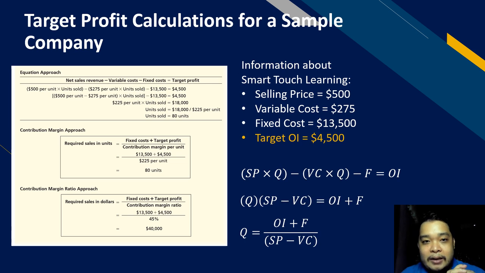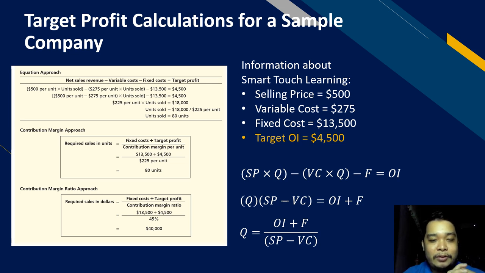One way to interpret this is, it's no longer just the fixed cost that I want to recover using contribution margin. What I want to recover is fixed cost plus a certain level of targeted income, right? Now, with that additional income that I want to recover, how much additional should I sell? And therefore, it factors in the whole equation. So in this case, the operating income target is 4,500 plus fixed cost of 13,500 divided by the contribution margin, which is 225 per unit. Then the result is that the target sales will now be 80 units versus the break-even point of 60 units.